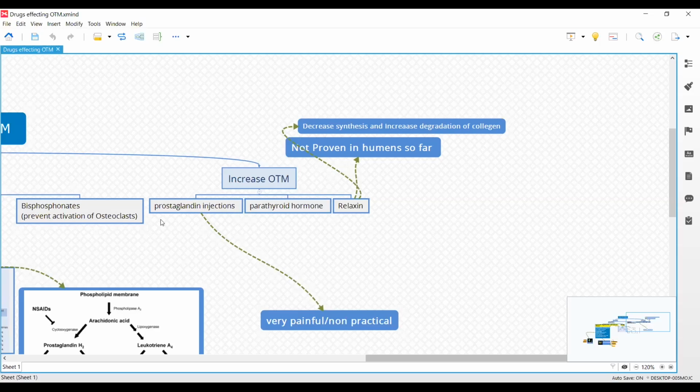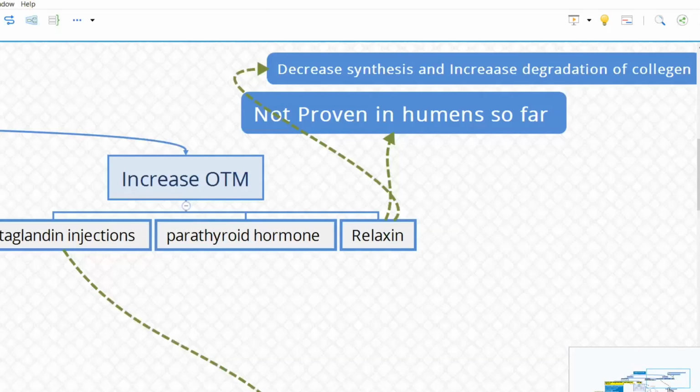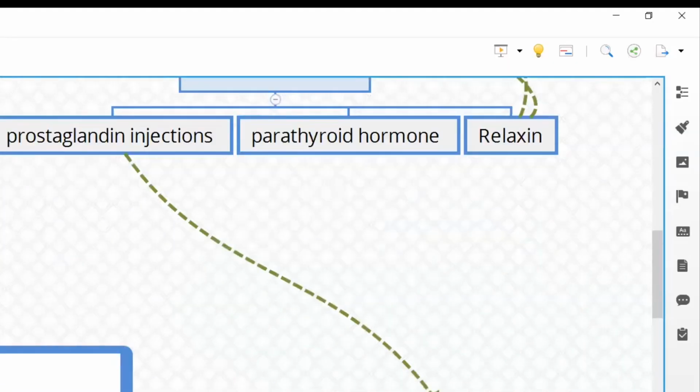For example, let's talk about prostaglandin. Prostaglandins are basically painful. When we give prostaglandins, they start increasing pain, and they would have generalized systemic effects. If we give them systemically, they will spread throughout the body, and they would have effects on many other things. So we cannot give them only for orthodontic reasons. If we inject them locally into the periodontal ligament, this produces a lot of pain. So the concern about prostaglandin is that it is very painful and not very practical, as you can see over there.